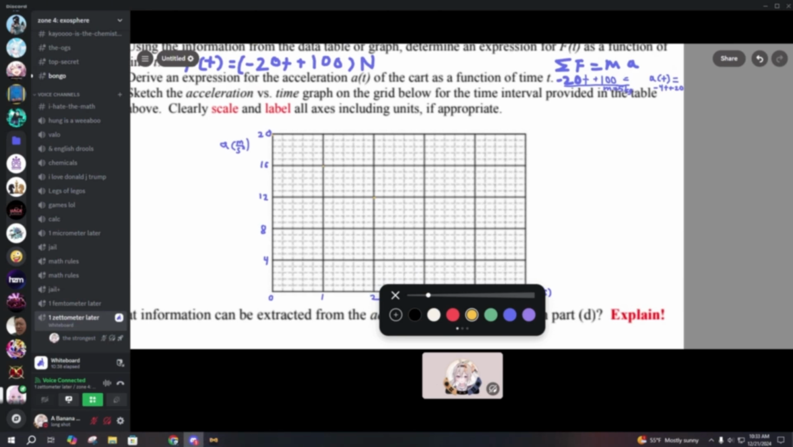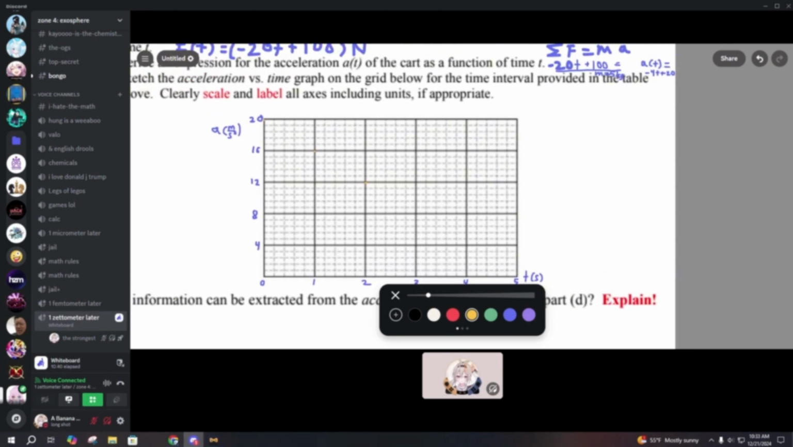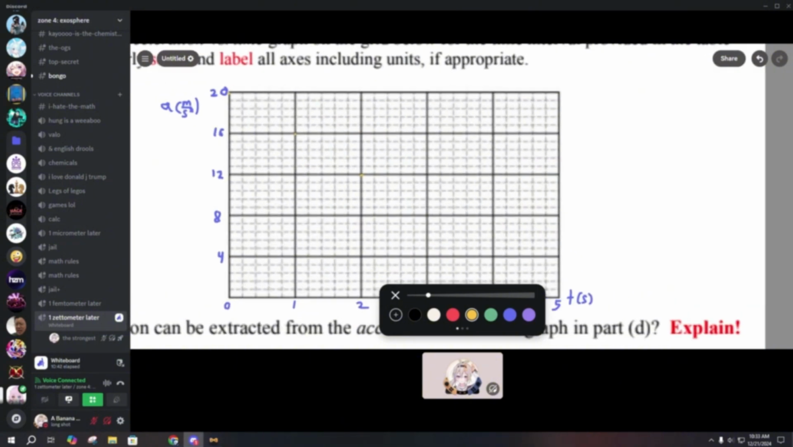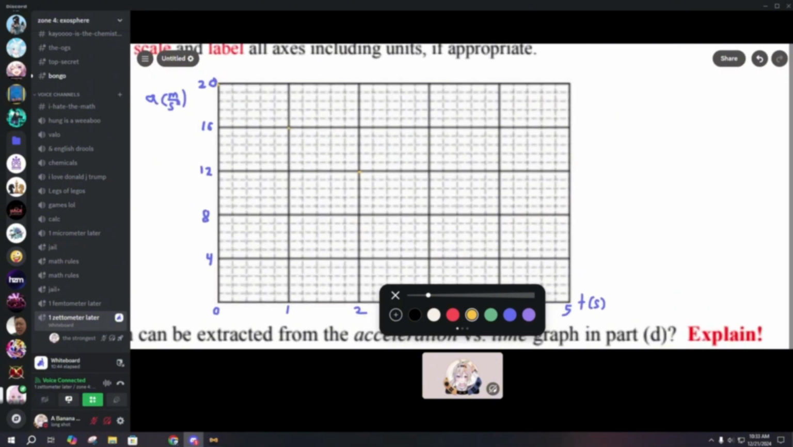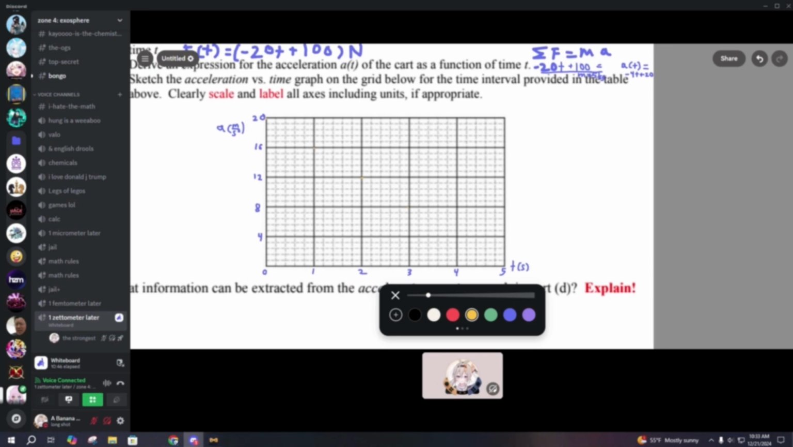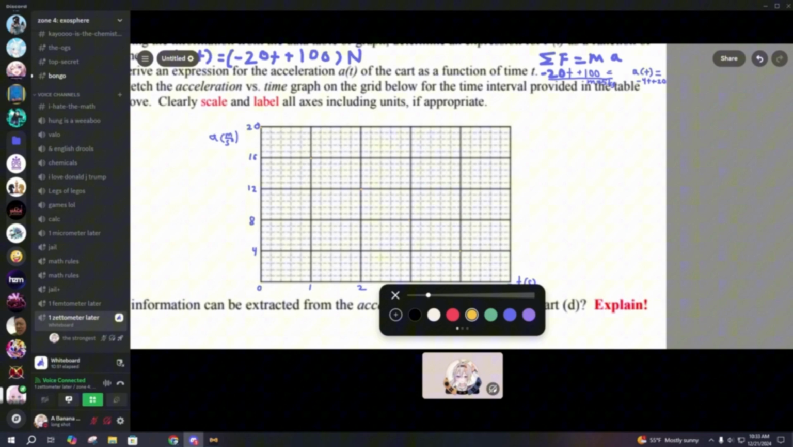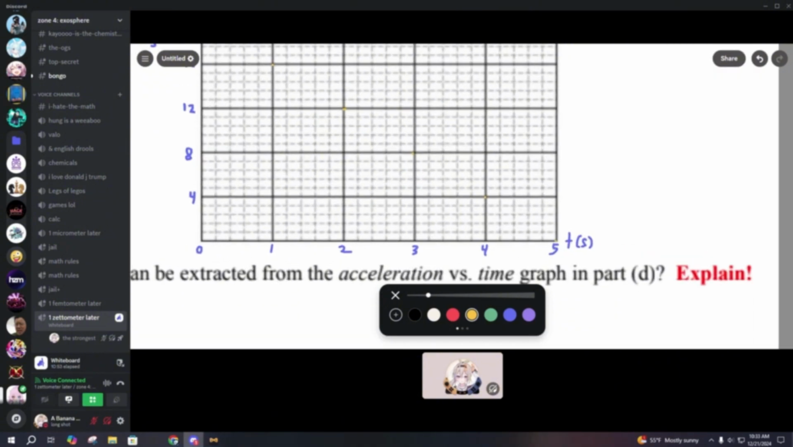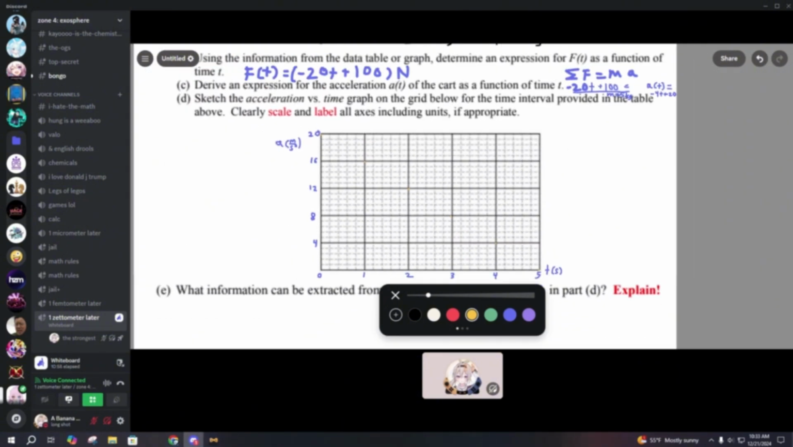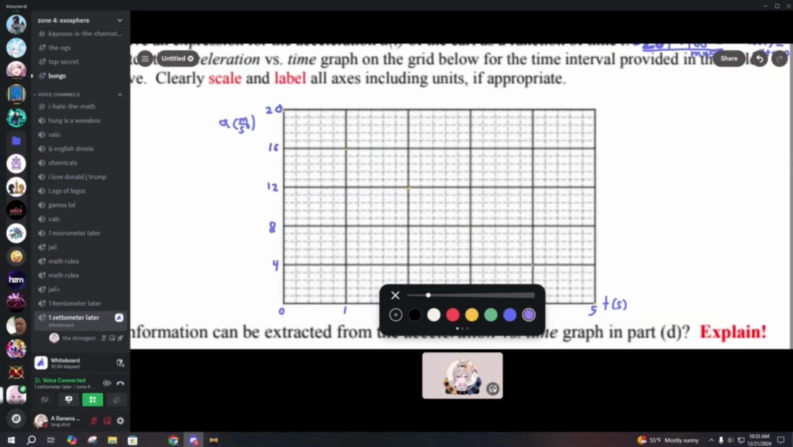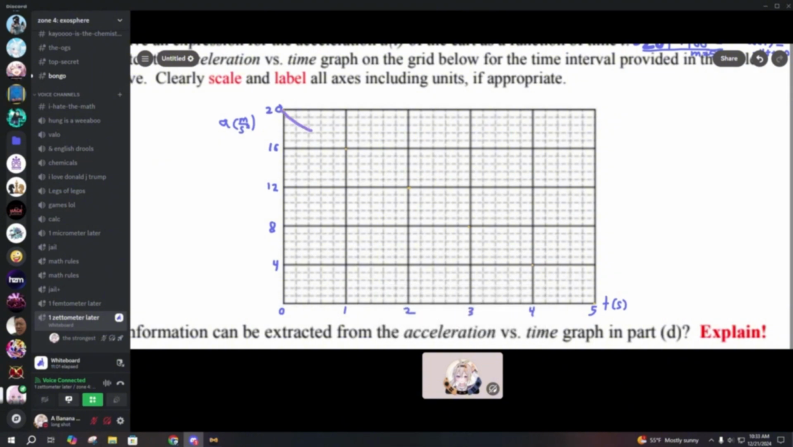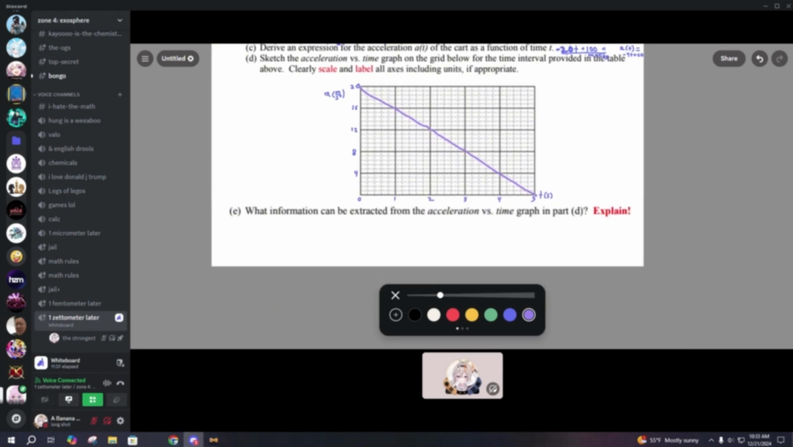20 minus 4 times 3, 20 minus 12 is 8. 20 minus 4 times 4, 20 minus 16 is simply 4. And 20 minus 4 times 5, 20 minus 20 is, there you go, 0. So let's draw the best fit line. Looks like a decreasing linear function. And there you have it, acceleration with respect to time.